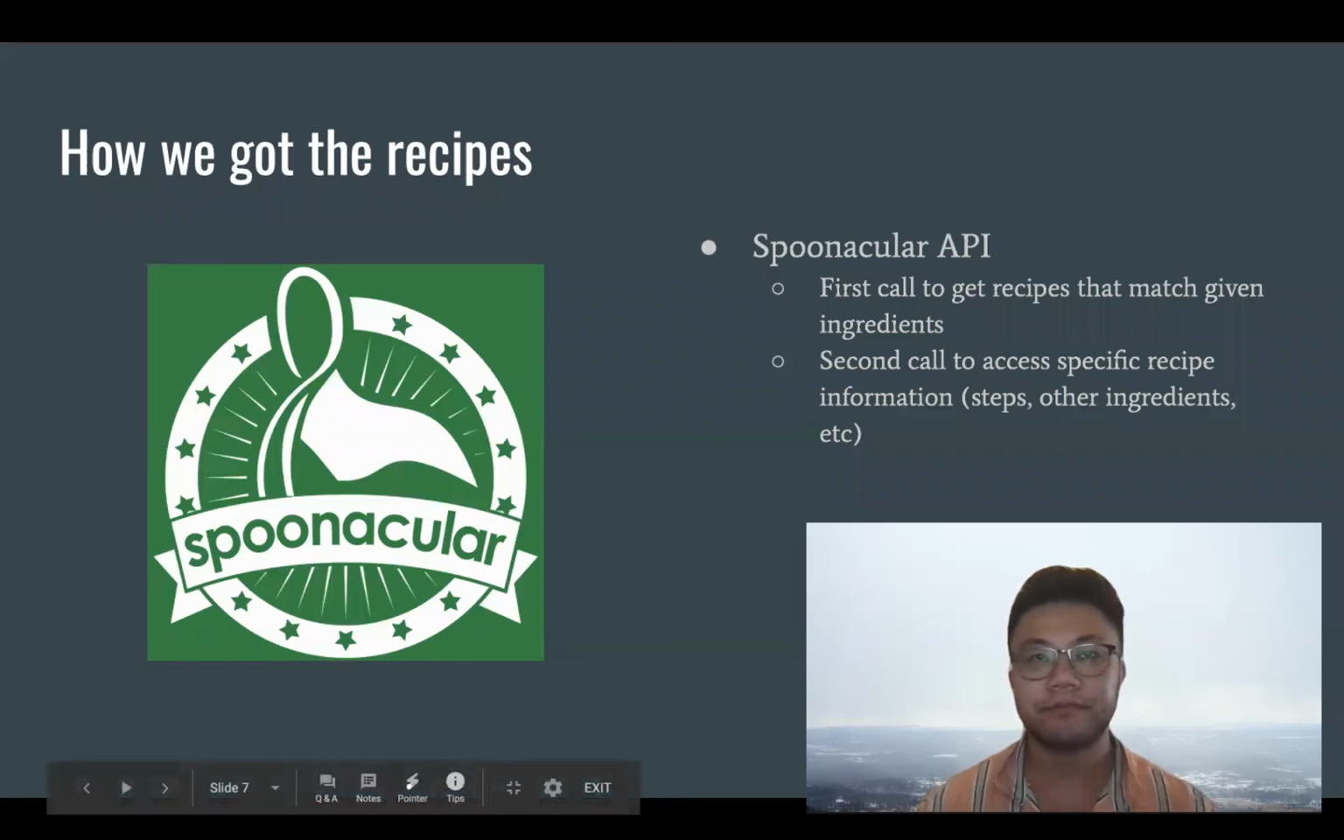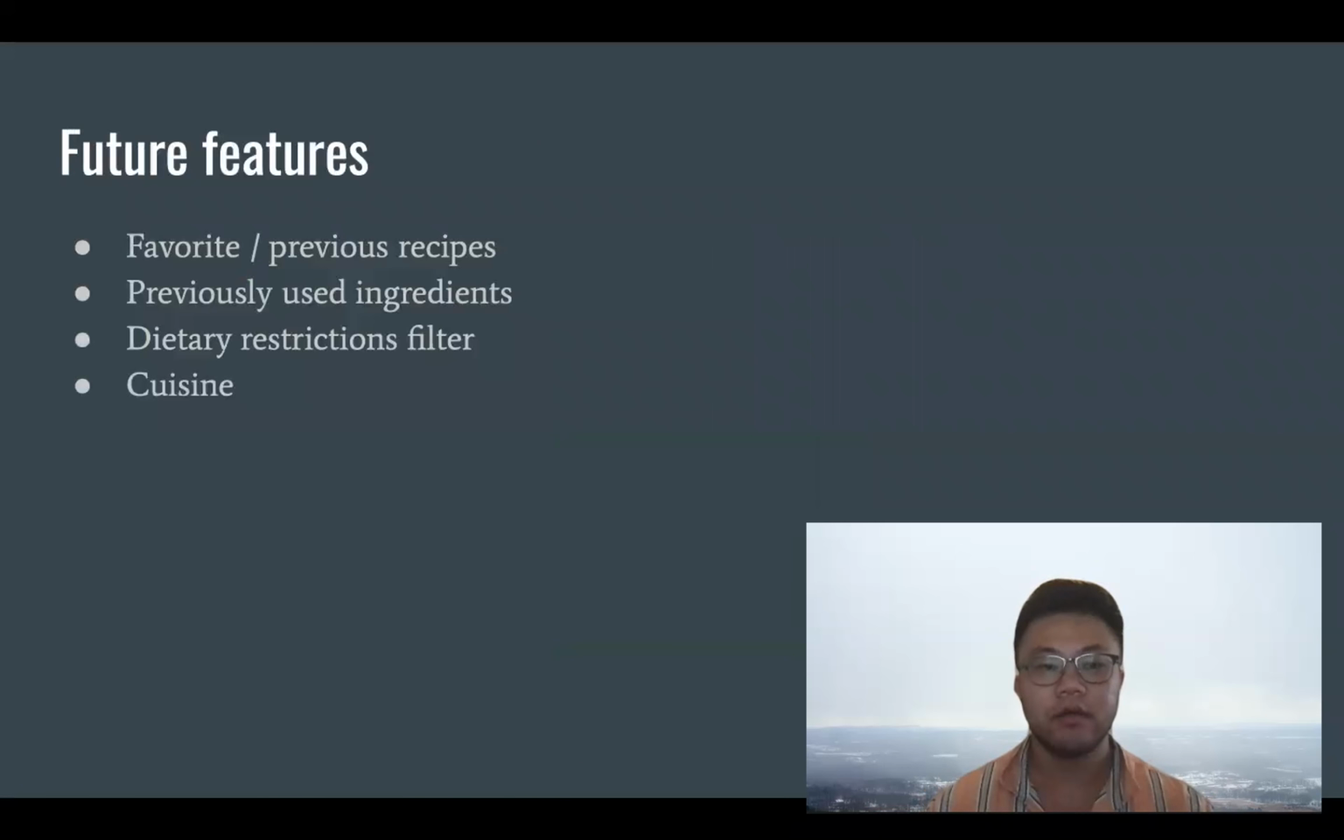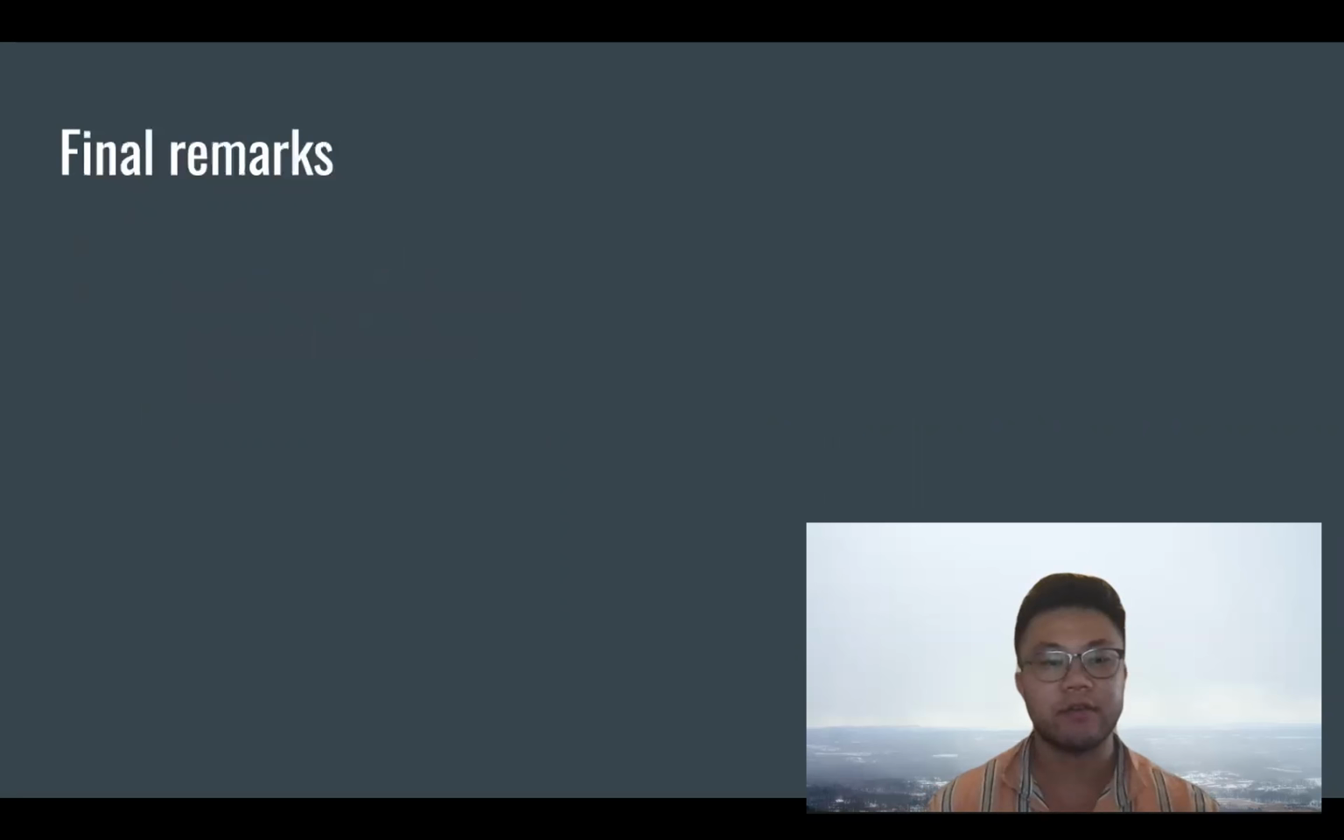Thanks, Anderson. In order for Kitchen Kevin to get the right recipe, we make two calls to the Spoonacular API. The first to return recipes that match the array of ingredients, and the second to return the specific information for those recipes. And going forward, some additional features we could implement are a tab showing favorite or previous recipes as chosen by the user, a tab for previously used ingredients, a filter for dietary restrictions, and another filter for cuisine to help improve the results given back by Kitchen Kevin.